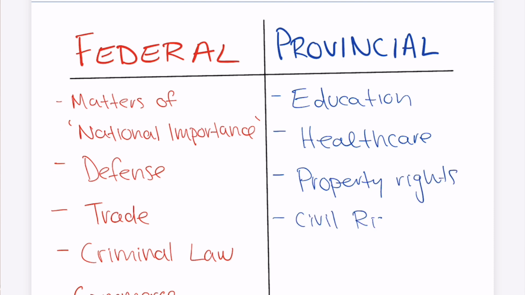And if either of those governments legislates or makes a law that is outside of that jurisdiction, then that law is what we call ultra vires, or has no force and effect because it is beyond the powers that were prescribed to that level of government.